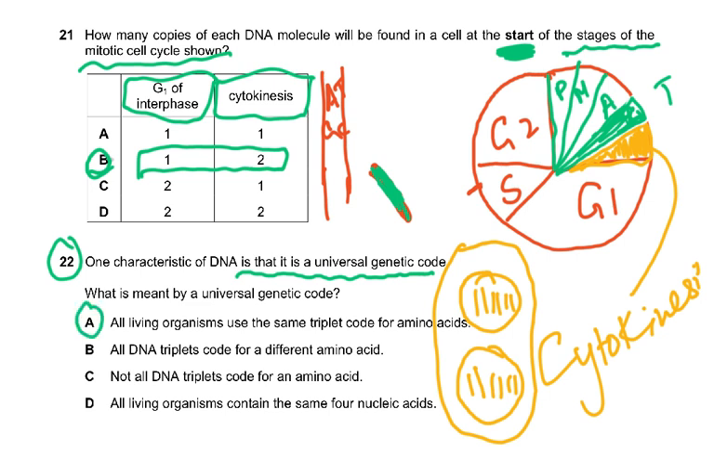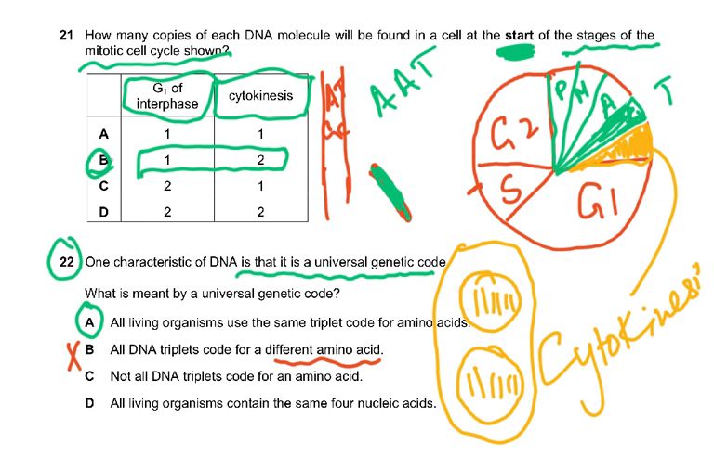Now the answer is A. All living organisms use the same triplet code for amino acids. Like AAT codes for amino acid glycine. So it codes for glycine in every organism, whether it's a lizard or whether it's a fly or whether it's an oak tree. Okay, why is B, C, and D wrong? And why would any student really answer that? B is wrong because it says all DNA triplets code for a different amino acid. No, AAT codes for glycine, then it always codes for glycine.